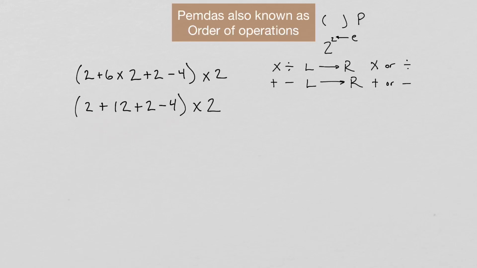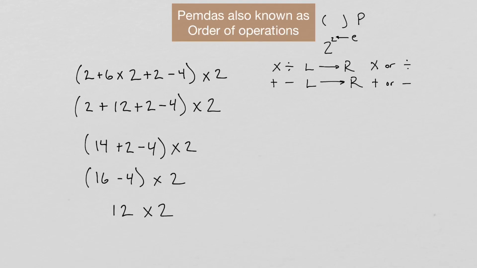So 2 plus 12, that gives us 14. Okay, so we have 14 plus 2 minus 4 times 2. Now 14 and 2, that gives us 16 minus 4 times 2. 16 minus 4 gives us 12 times 2. 12 times 2, of course, is 24.